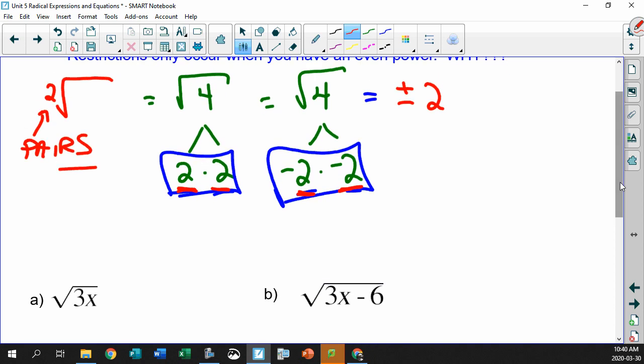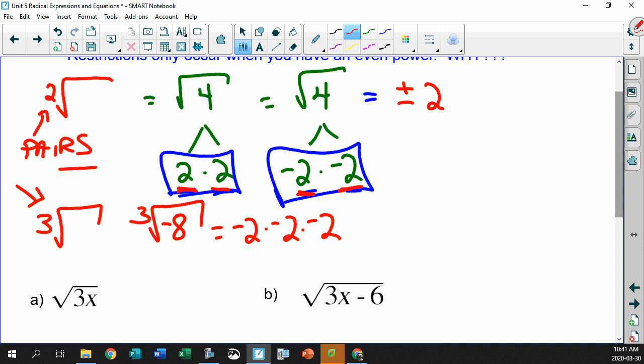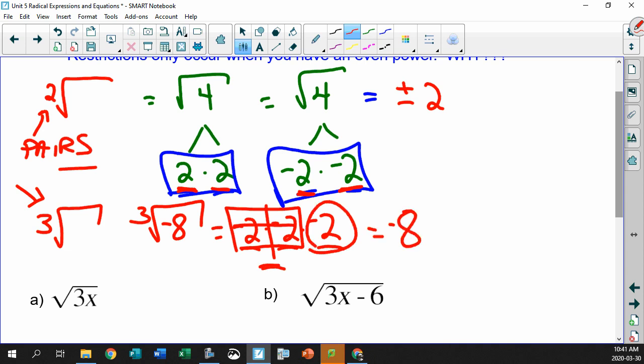Well, no. Actually, if you look at something like the cube root of something, since this is odd, you're actually looking at triplets. Case in point, if you look at the cube root of 8, right? Cube root of 8 could be negative 2 times negative 2 times negative 2. All three of these are the same. And if you notice, negative 2 times negative 2 is actually a positive, and a positive times a negative gives you that negative value. You can never have that with an even root.